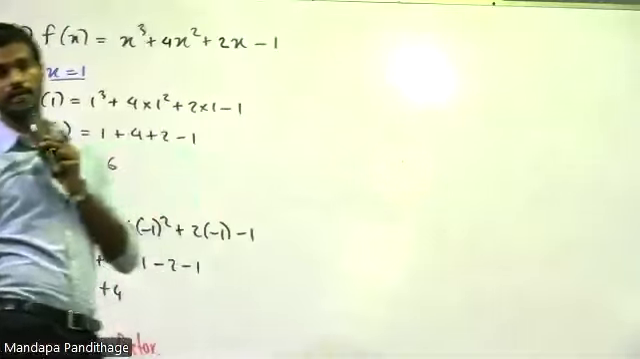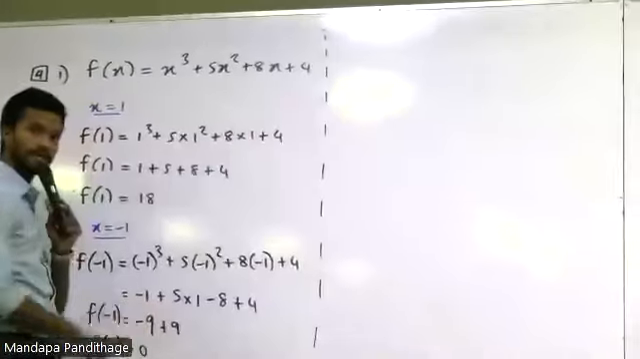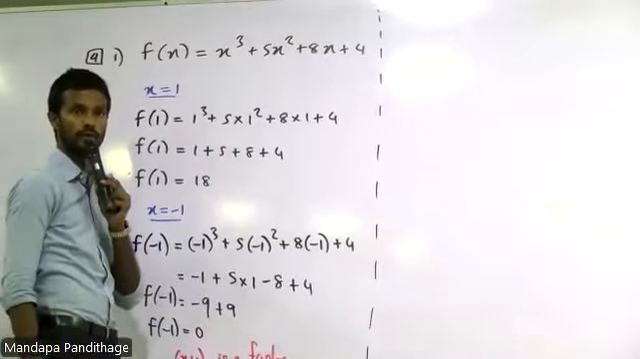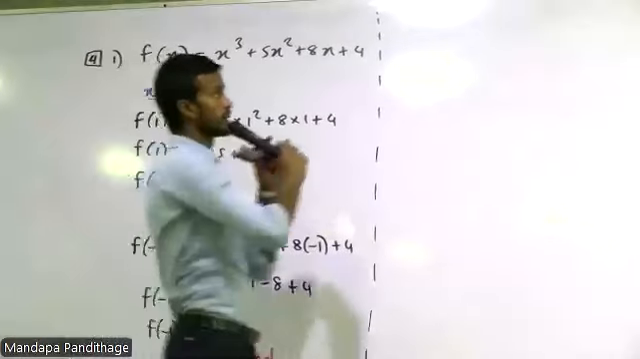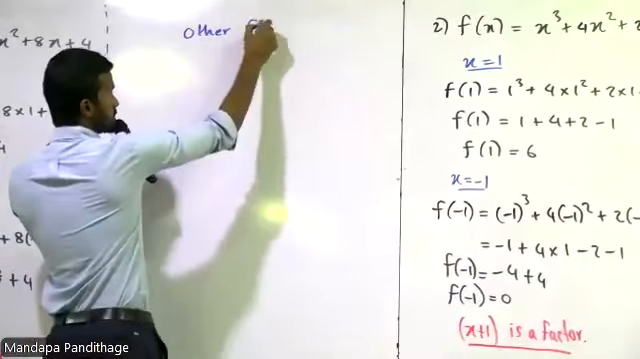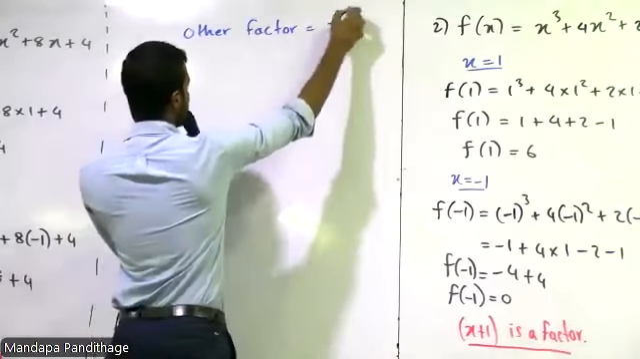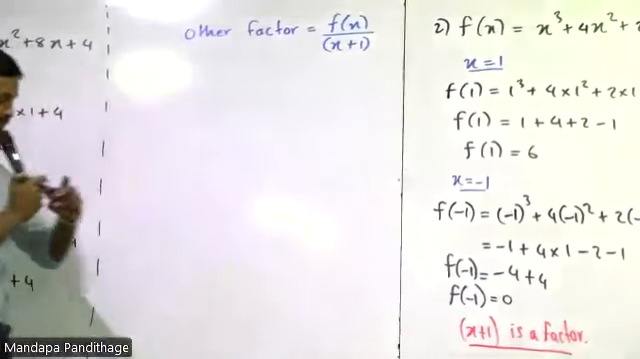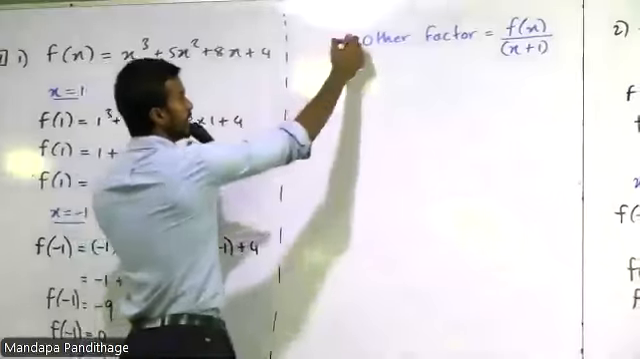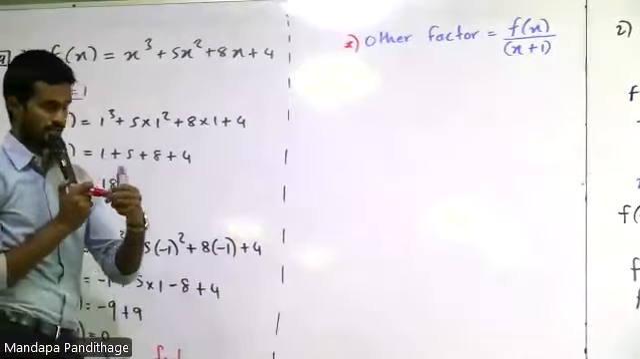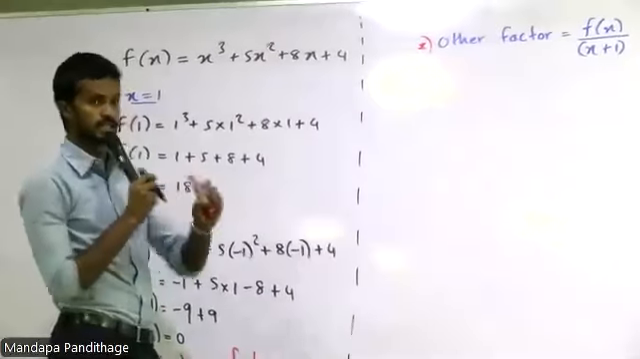So when we know one factor, how can you get the other factor? You can divide f(x) by the factor that we already know. What is the other factor? It's f(x) divided by x plus 1. So if you want to find the other factor, you have to divide f(x) by x plus 1 using a division method. We know it's the long division.